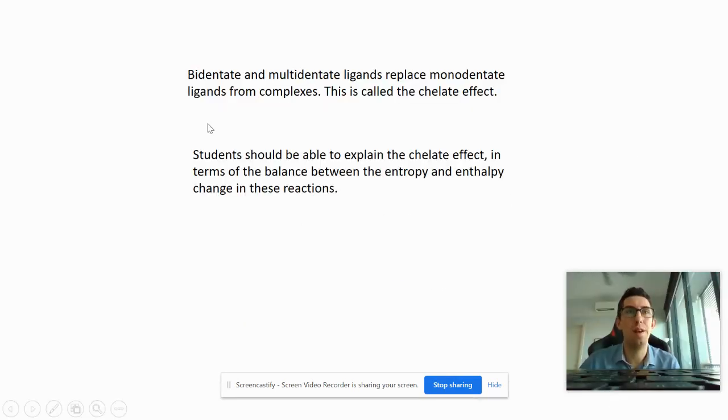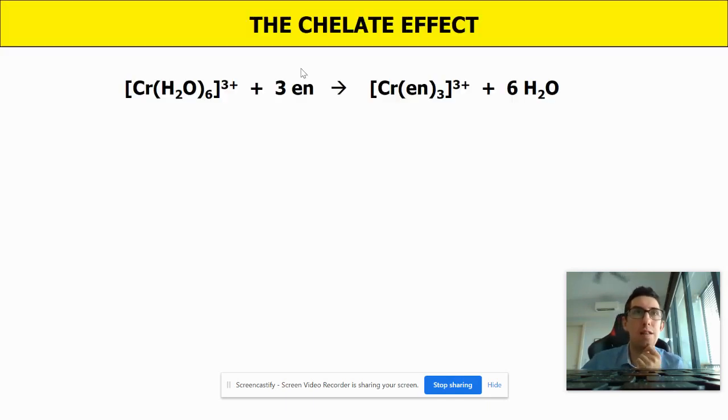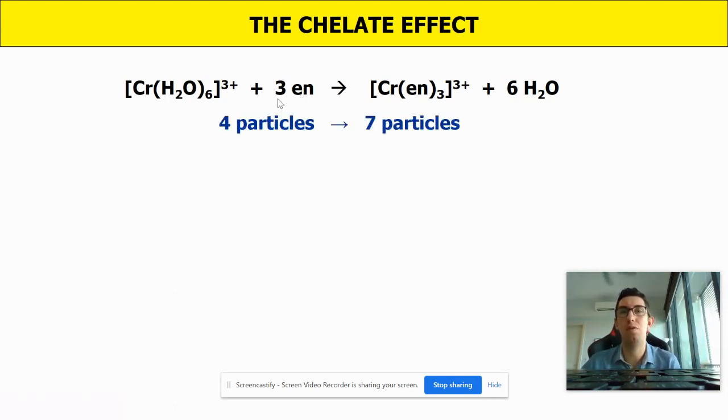Okay, so another spec point. This one we would have covered at the end of thermodynamics, but we haven't done it. This one goes, bidentate and multidentate ligands replace monodentate ligands from complexes. This is called the, I always mispronounce this one, chelate effect. Students should be able to explain the chelate effect in terms of the balance between entropy and enthalpy changes in these reactions. So what does that mean? Okay, here we have hexa-aqua chromium 3 plus reacting with diaminoethane. You can see it's going from 4 particles on the left to 7 particles on the right.